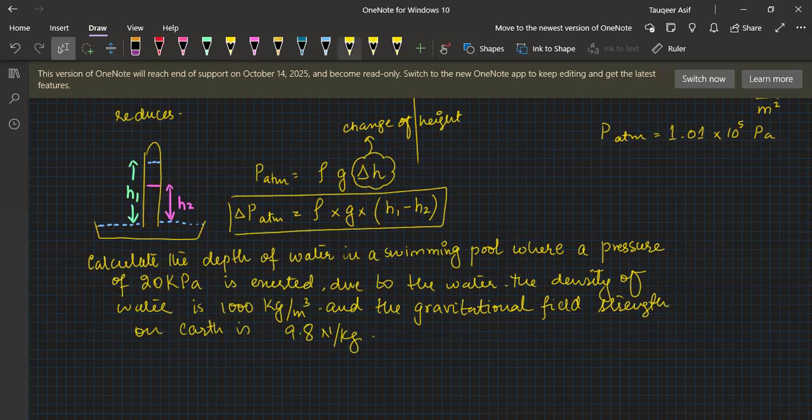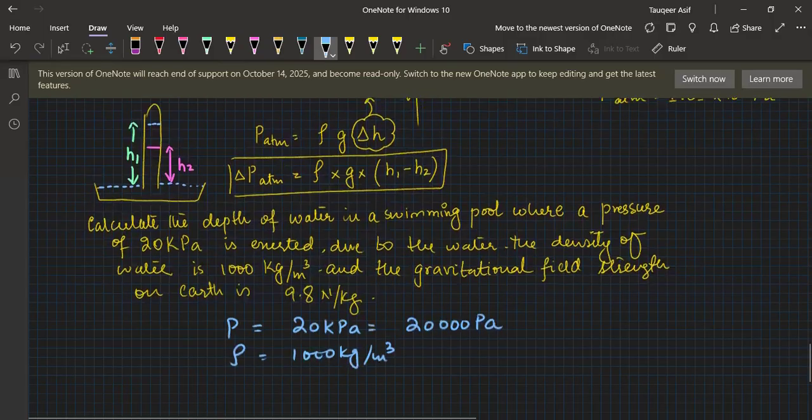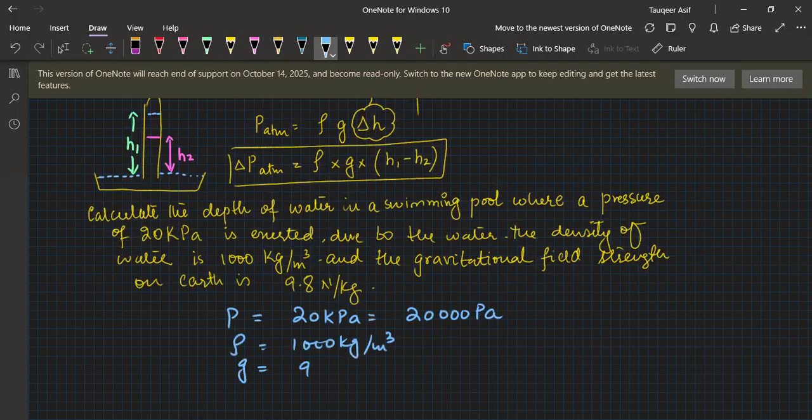What we know is the pressure, where the pressure of 20 kilopascal is exerted due to the water. So the pressure by the fluid is 20 kilopascal, and we can write it as 20,000 Pascal, right? And the density is also given to us: 1,000 kilogram per meter cube, and the gravitational field strength, g, 9.8 Newton per kilogram.